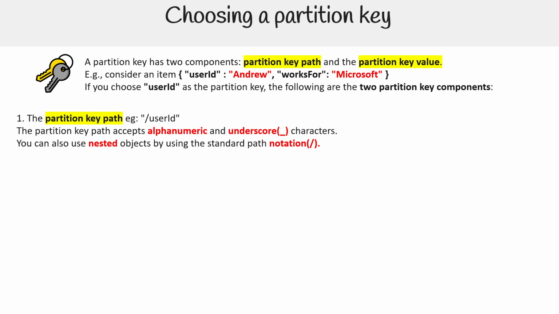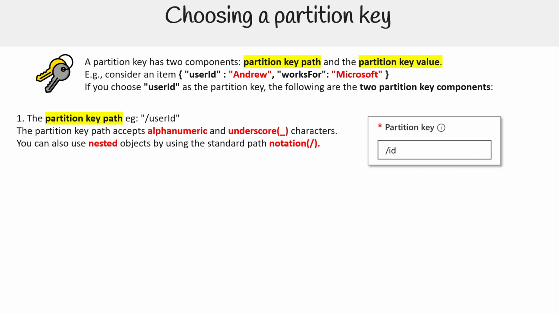The partition key path accepts numerical or underscore characters. You can also use nested objects by using the standard path notation of /, so that helps there. An example here would be /id, or we could do /userID. The second part of it is the value.